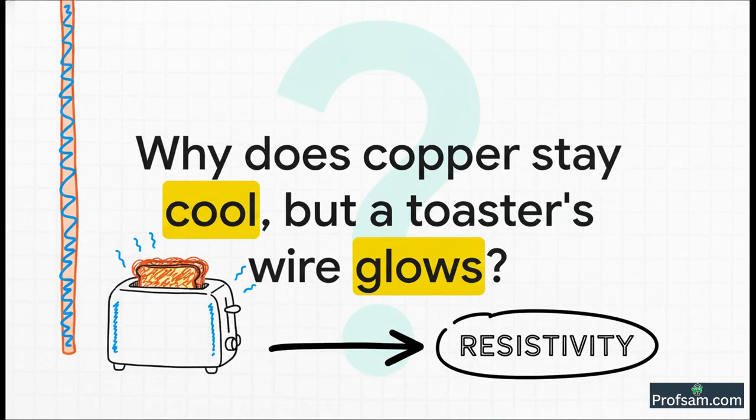Okay, so let's start with a simple question you see every day. Have you ever wondered, the copper wire that brings electricity to your toaster, it just stays cool, na? But the wire inside the toaster itself, it glows red hot. They are both just wires, right? So what's the difference? The entire answer, bachon, lies in one single property, resistivity. And we are going to understand it today with a very simple analogy.